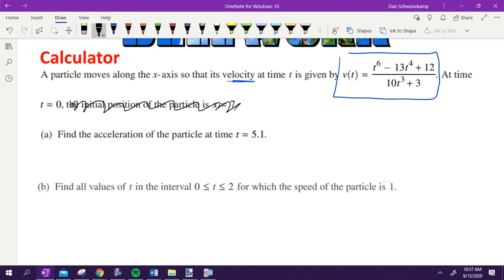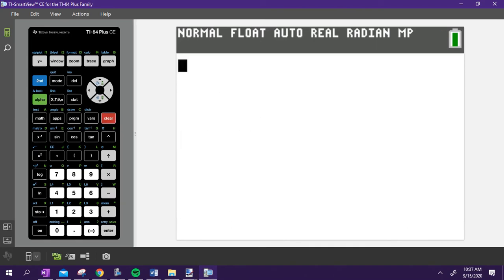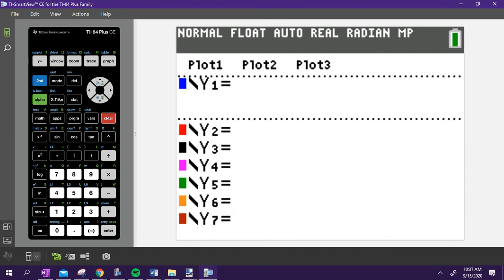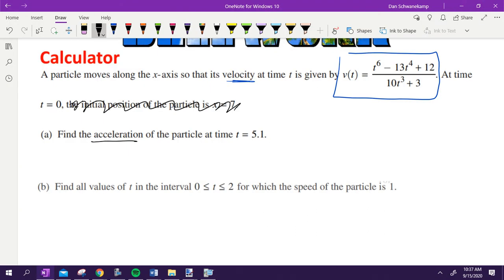Cool, that's velocity. They want to find acceleration. What am I going to do with velocity to find acceleration? Find the derivative. So I get to use my calculator, so I'm going to use my calculator. It's real easy. If you get to use your calculator, make sure you're using it.